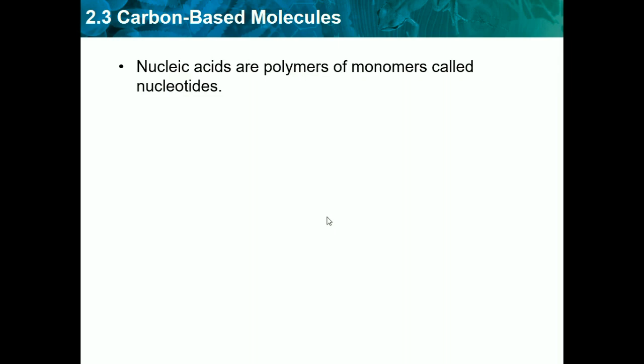Nucleic acids are polymers, so they are the bigger structure. And the monomer is called a nucleotide. You can match these up easily because they both have the prefix nuclei. Nucleic acids go with nucleotides. You just need to remember, nucleic acids are the polymer, or the bigger substance, and nucleotides make it up.